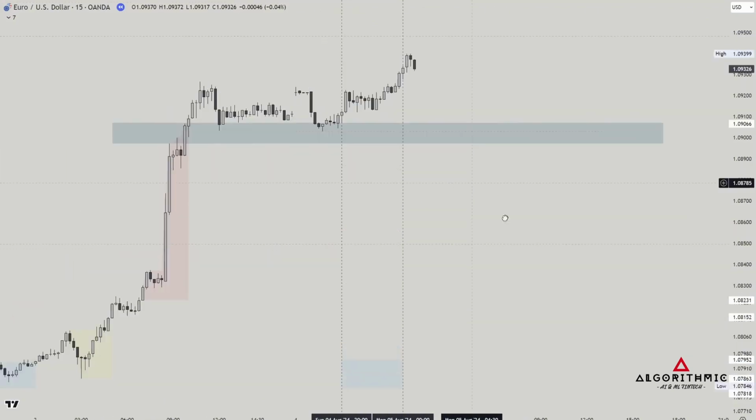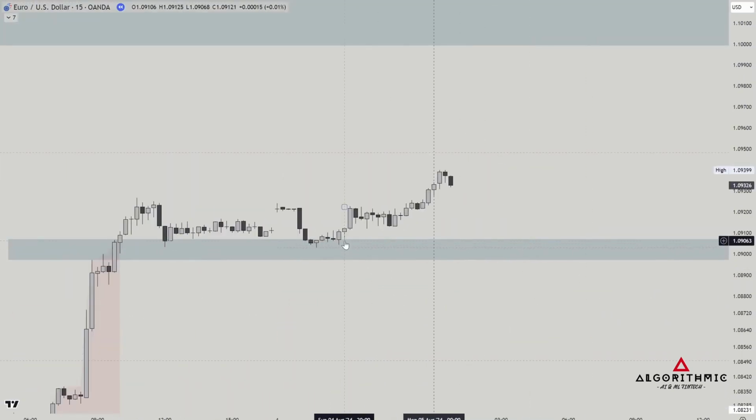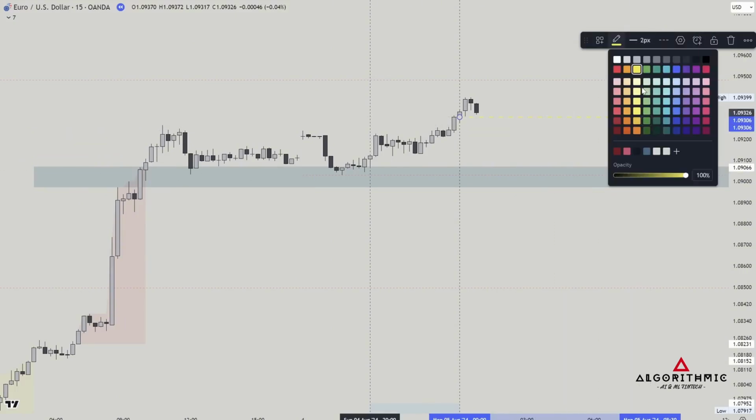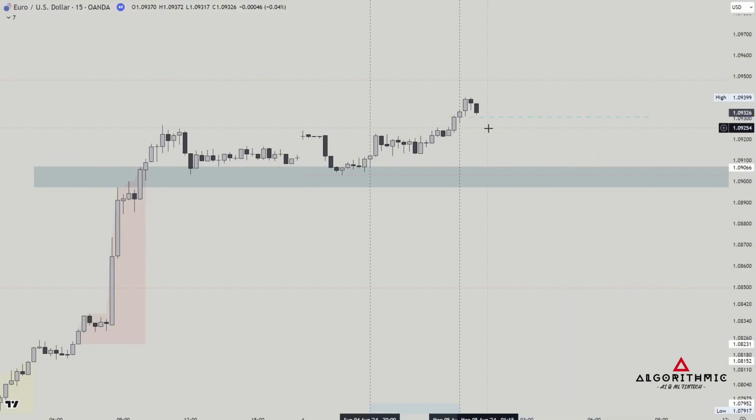20 to midnight. All right. So that's our range. This is the low and this is the high. Midnight open is around here. So midnight open, midnight candle. So that's one here. Let's put this in another color, blue, just to differentiate, right?